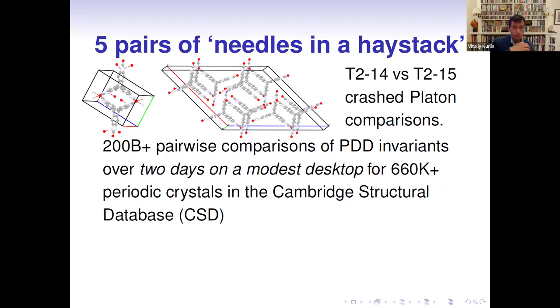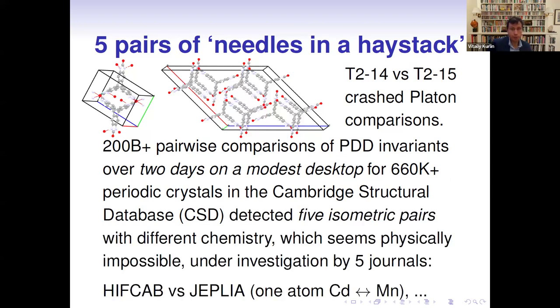Okay, so since it is fast, of course, we applied it to large data sets, and the Cambridge Structural Database is the world's largest for real materials. At the time, when we did it about 2 years ago now, it contained two-thirds of a million pure periodic crystals, so below so-called disorder and with enough geometric data. With this number of crystals, you could quickly estimate that there are hundreds of billions of pairwise comparisons needed to check whether two crystals are isometric or not. And at this point, we didn't know what to expect. We were simply testing the strength of our invariants of PDD. And to our surprise, we found several pairs where the distance EMD was exactly zero in our computations.